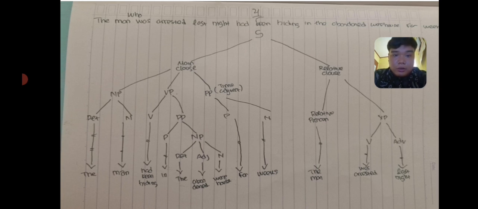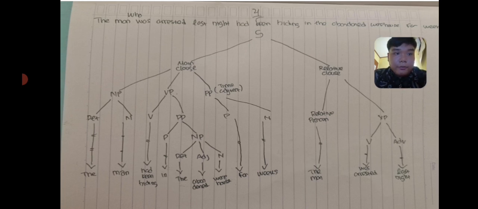So the main clause is the man had been hiding in the abandoned warehouse for weeks. Gonna go to relative clause. In relative clause there are relative pronoun and verb phrase. And the relative pronoun is who. And in verb phrase we can divide it into two. There are verb and adverb. The verb is was arrested and the adverb is last night. So the relative clause is who was arrested last night.